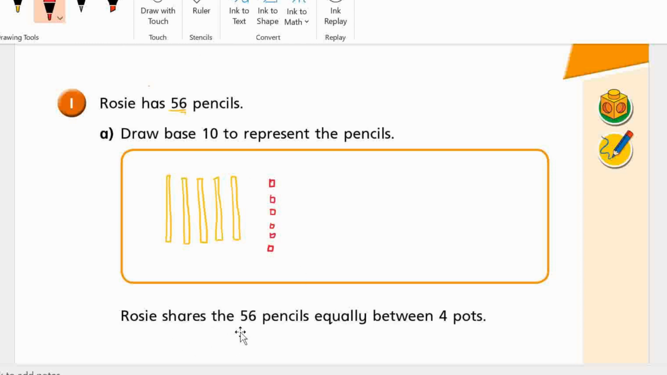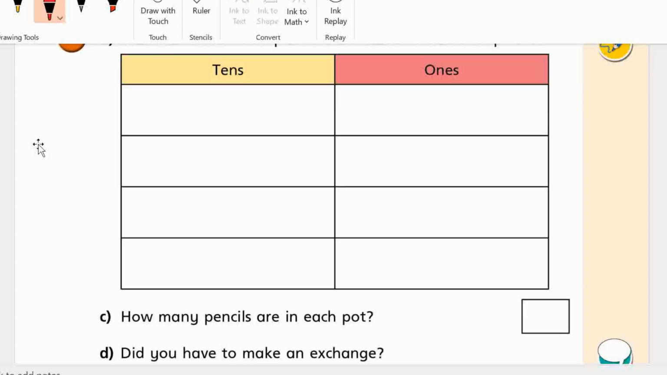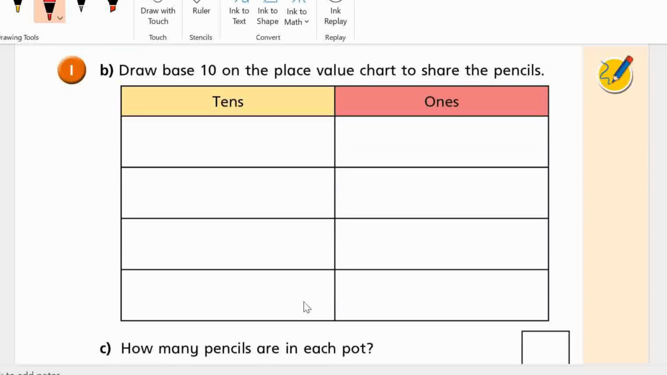Now, the equation is 56 pencils need to be divided equally between 4 pots. Here we go. Right, so basically it's 56, I'll write it here so we don't forget, divided by 4. Just check again. Yeah, 56 divided by 4. Here we have our 4 rows. So I need to put the 5 10s equally in these rows. Well, we'll soon see that's not possible.